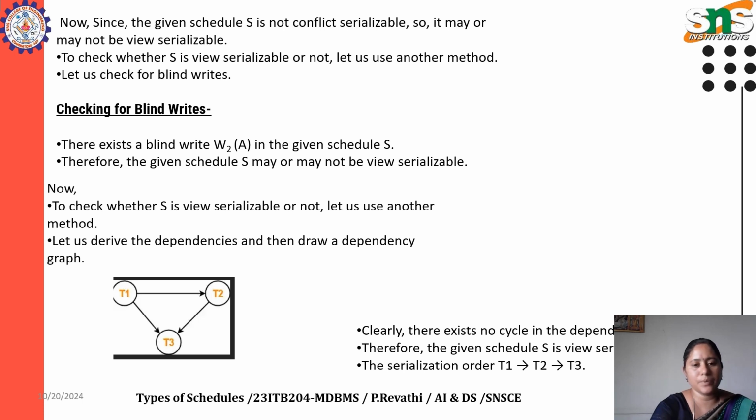Clearly, using this precedence graph, we can find out there is no cycle in the precedence graph. Therefore, the given schedule S is view serializable. The serialization order is T1 to T2, T2 to T3.